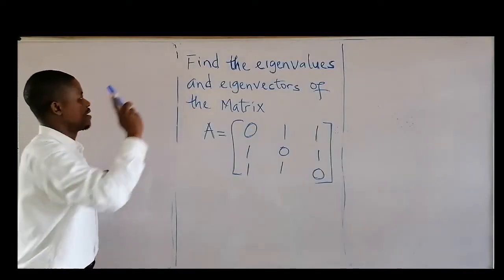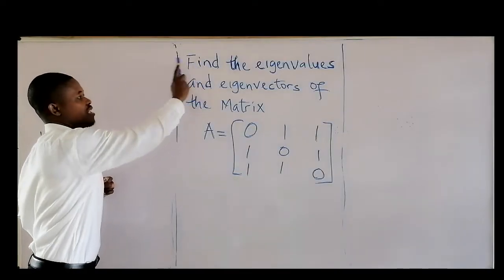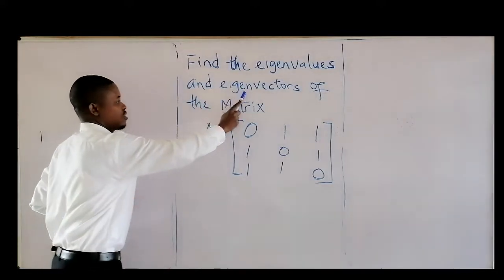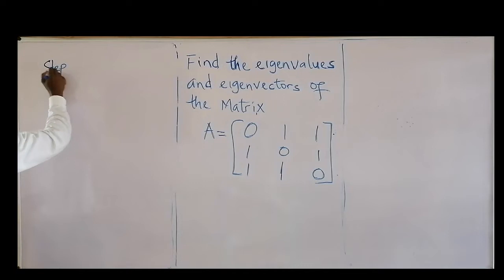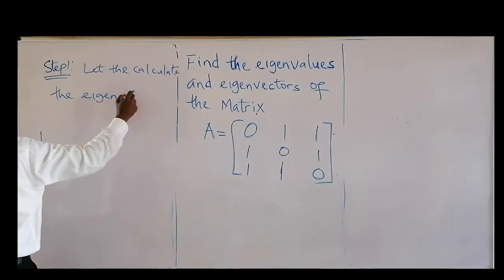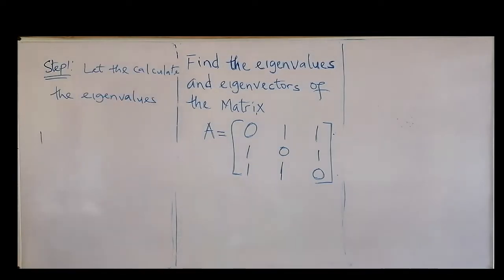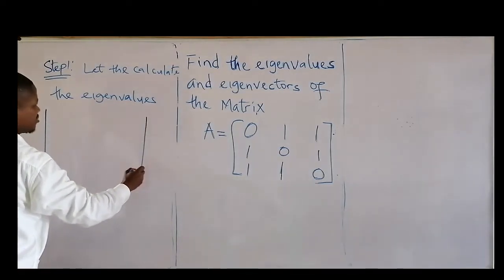We are looking at this question. Find the eigenvalues and eigenvectors of the matrix A. Step one, eigenvalues. Okay? And to do that, it's going to be the determinant of the matrix.